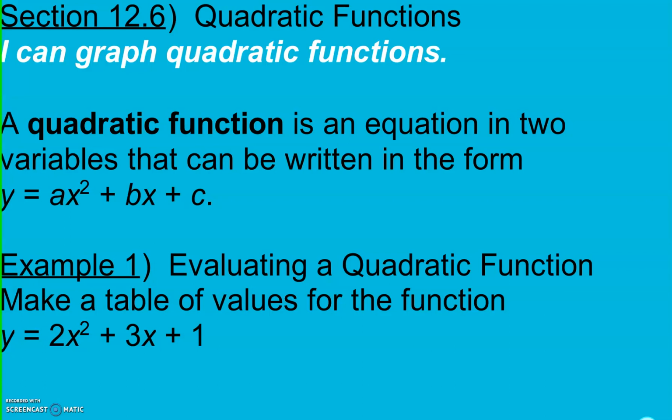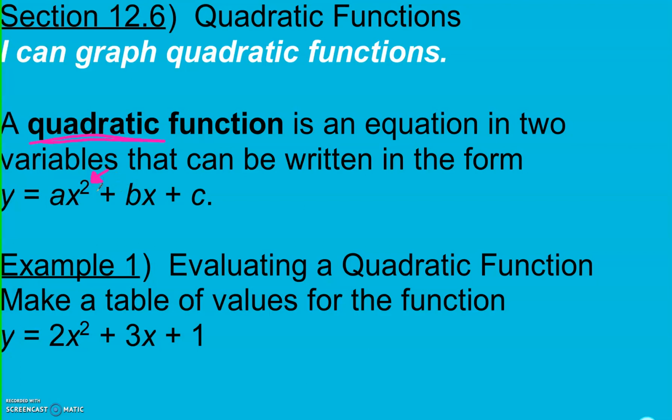Section 12.6 is quadratic functions. I can graph quadratic functions. A quadratic function is an equation in two variables that can be written in the form y equals ax squared plus bx plus c. In order for it to be quadratic here, it has to have an x squared as the highest term. So it has to be degree 2.